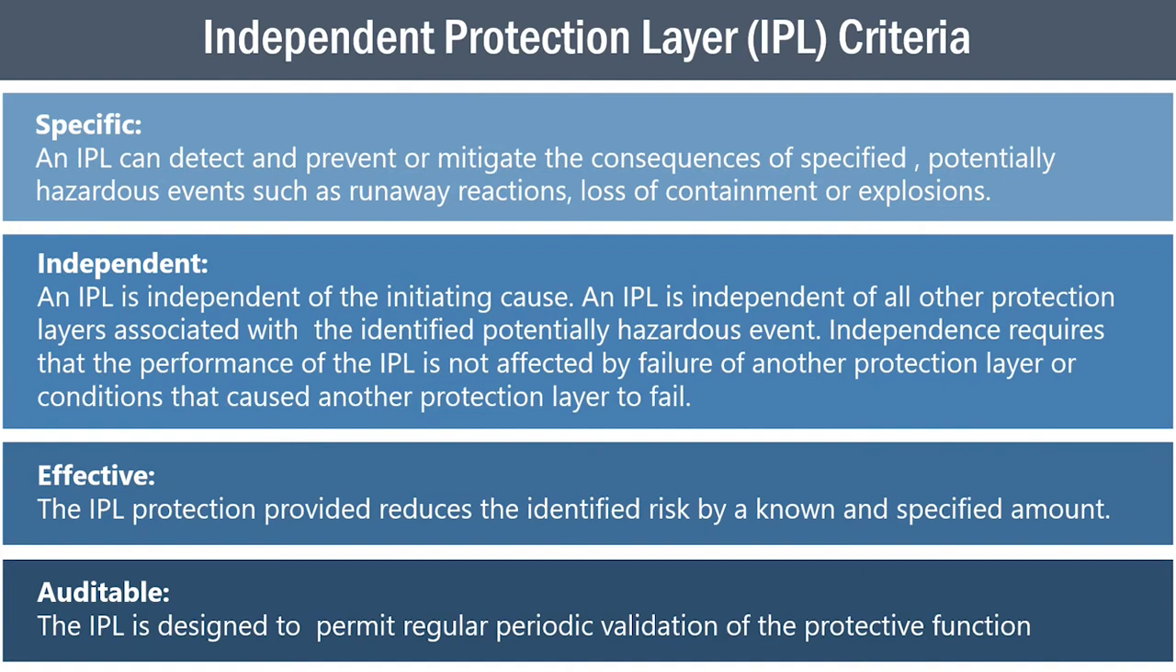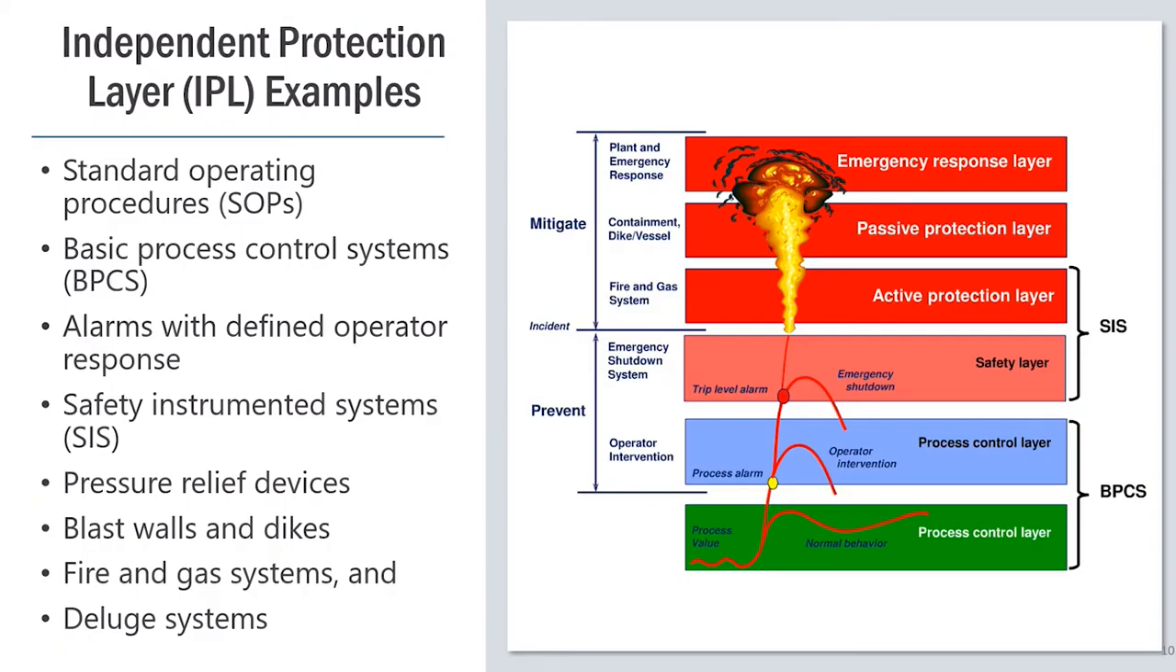The IPL has to be effective. You have to know what it's going to do, and it has to do it when you want it to do it, and it has to be auditable. In other words, you can go in and test it. You can go in and look and say, okay, is this a high-level alarm? Can we calibrate it? Is it an interlock that we can test? Is it an SOP or an operator qualification that we can actually validate by talking to the operator and looking at the SOP? So those are all things of what an independent protection layer has to be in order to be acceptable for LOPA. So let's look at some typical independent protection layers.